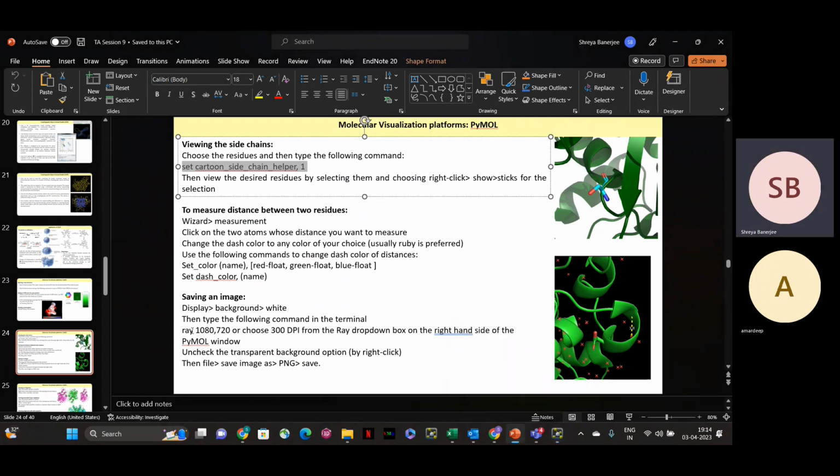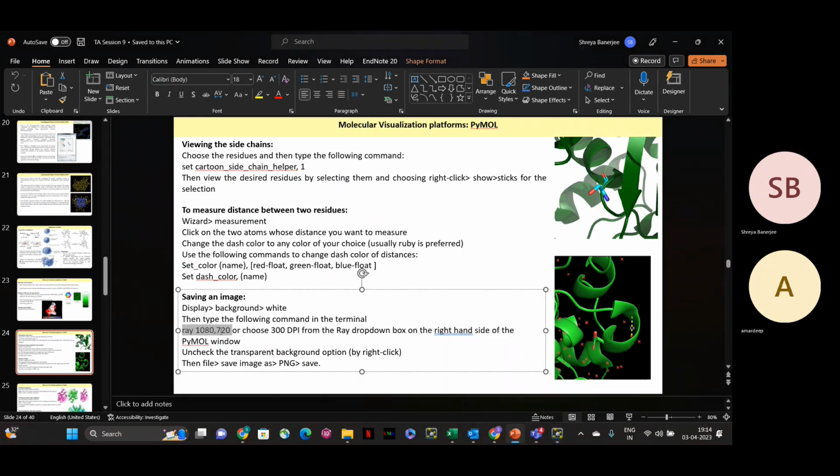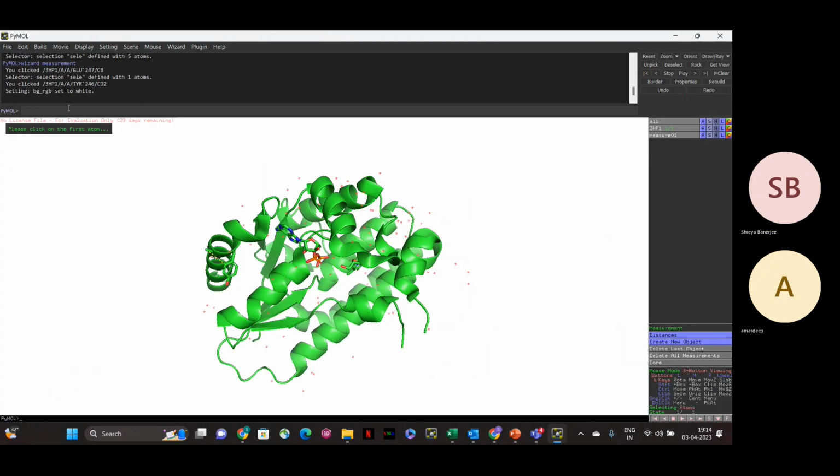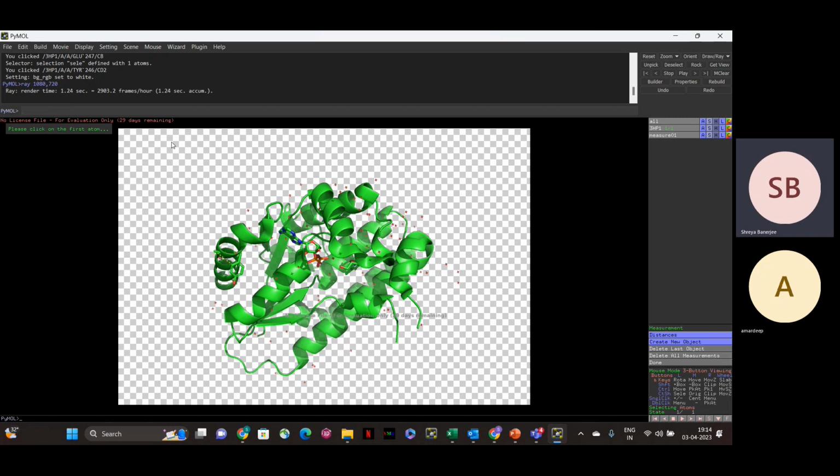Then you have to type the following command. What this will do is that it will give a high resolution image. So I've typed the command. What this will do is, first it will remove the background, so you can easily paste it wherever you want.